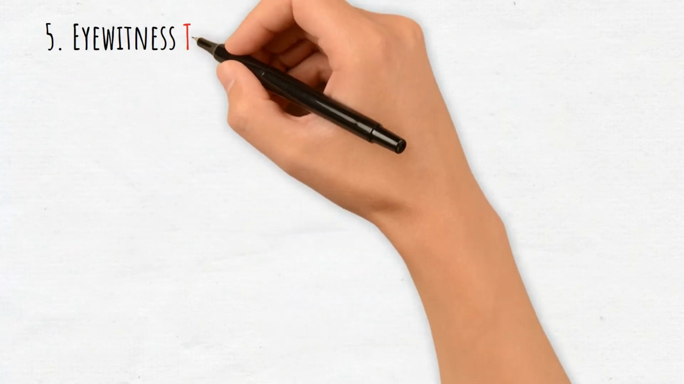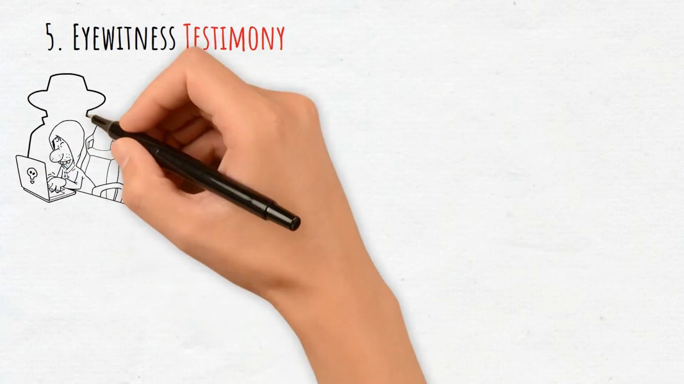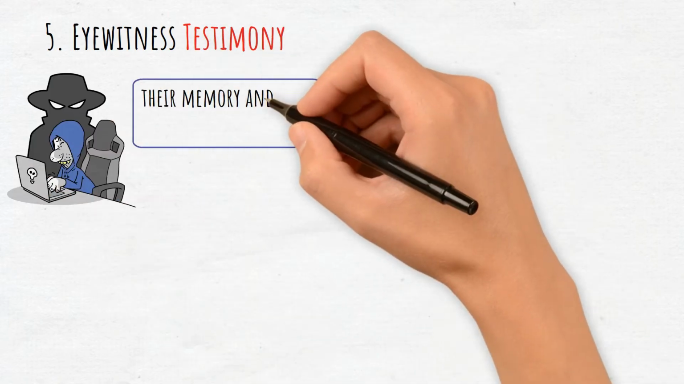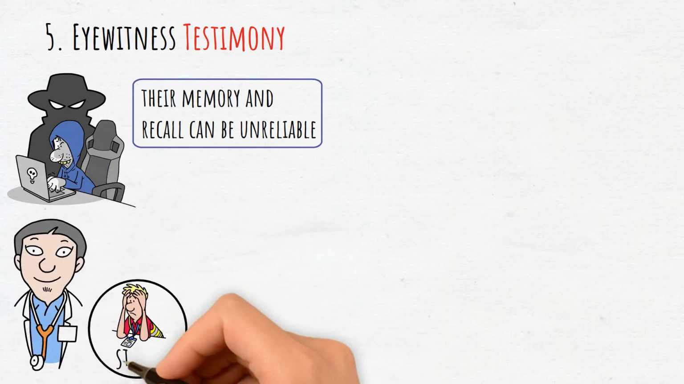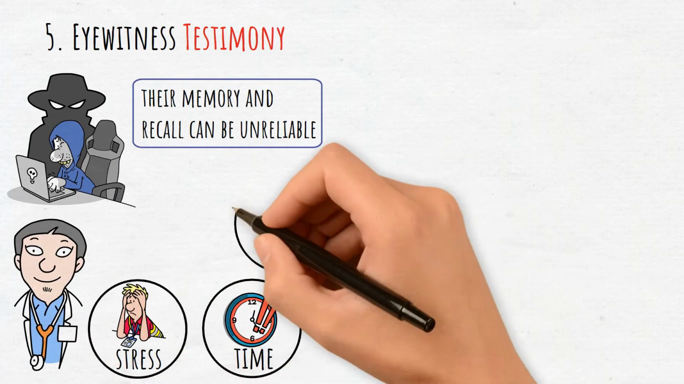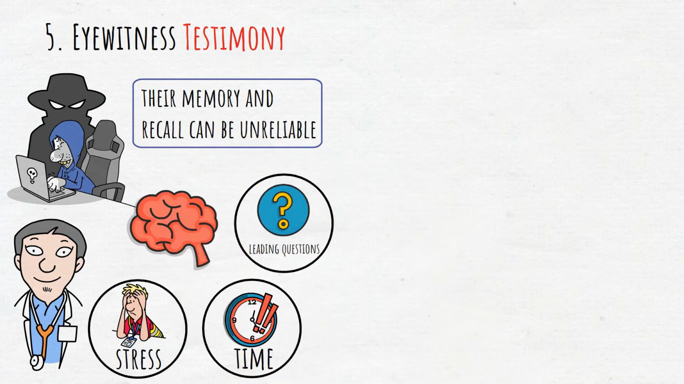5. Eyewitness testimony. Eyewitnesses play a crucial role in many cases, but their memory and recall can be unreliable. Forensic psychologists study how factors like stress, time, and leading questions can influence memory accuracy.